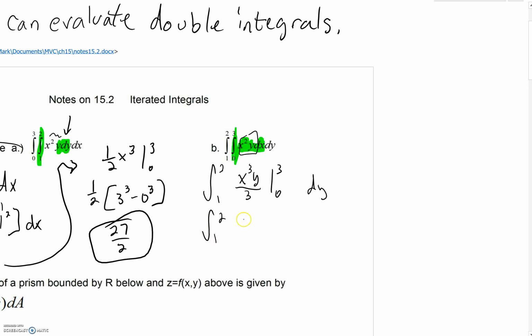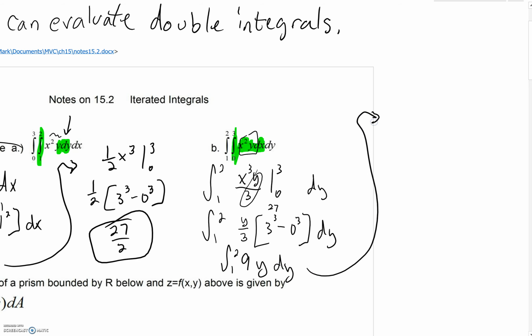We're just going to plug that 3 in. By the way, once again, you can pull a y over 3 out. That's your constant. Then you'd have 3 cubed minus 0 cubed. And we all know that 3 cubed is 27. And the 3 cancels with the 27, giving us just a 9. So we're just going to be left with a 9y, and we're going to integrate from 1 to 2 of dy here.